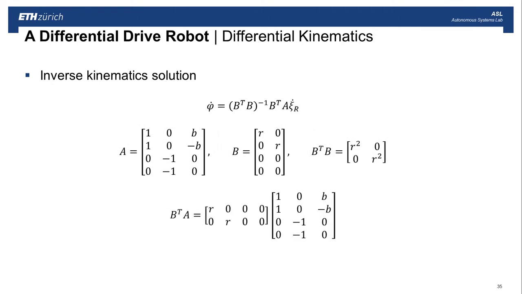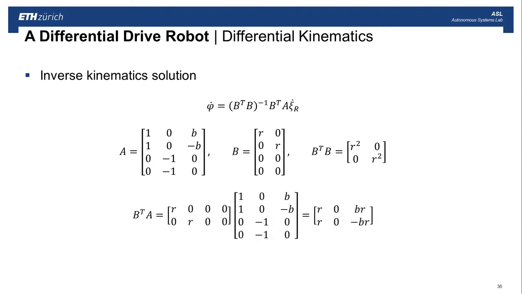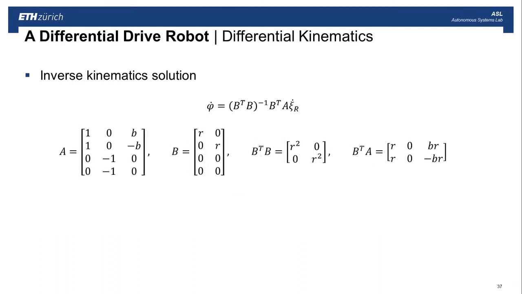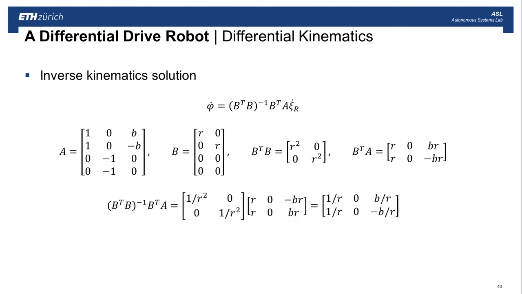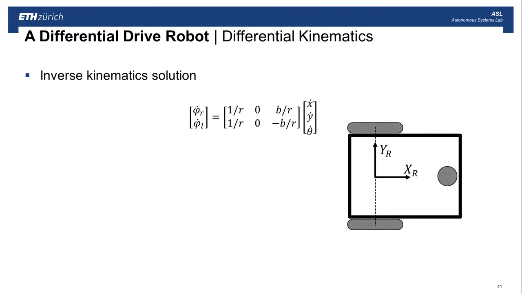Next is B transpose A, which is again another simple matrix multiplication where you just get R in the first column, and then BR, negative BR in the third column. I'll take the B transpose B inverse, which again, because this is a diagonal matrix, I can just do 1 over the components on the diagonal. Multiply that with B transpose A, and you end up with, again, a simple matrix. 1 over R in the first column, and B over R, negative B over R in the third column. And that is essentially our inverse kinematic solution.